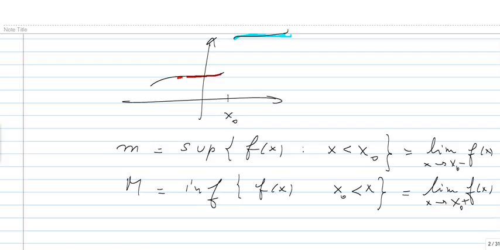So let us prove this. This is our claim. I'm just going to prove one of them and leave the other one for you to do. So let us prove the little m. So let epsilon be positive.